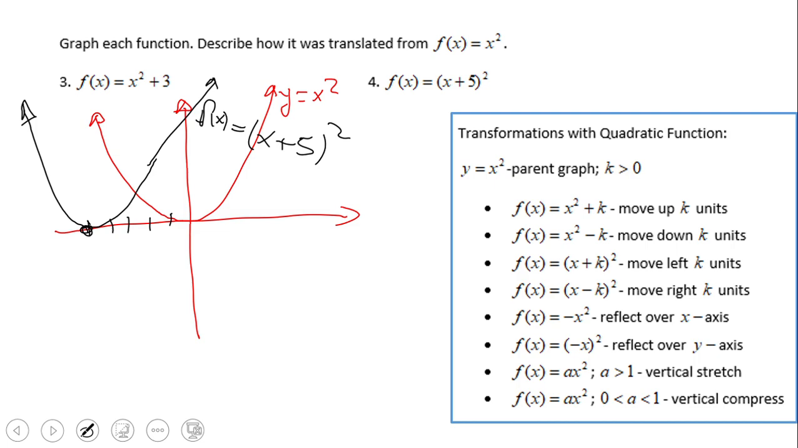If you end up with something like that, you did a wonderful job. Yes, (x plus 5) squared is nothing else than the same graph as x squared, just moved 5 units left based on this rule.